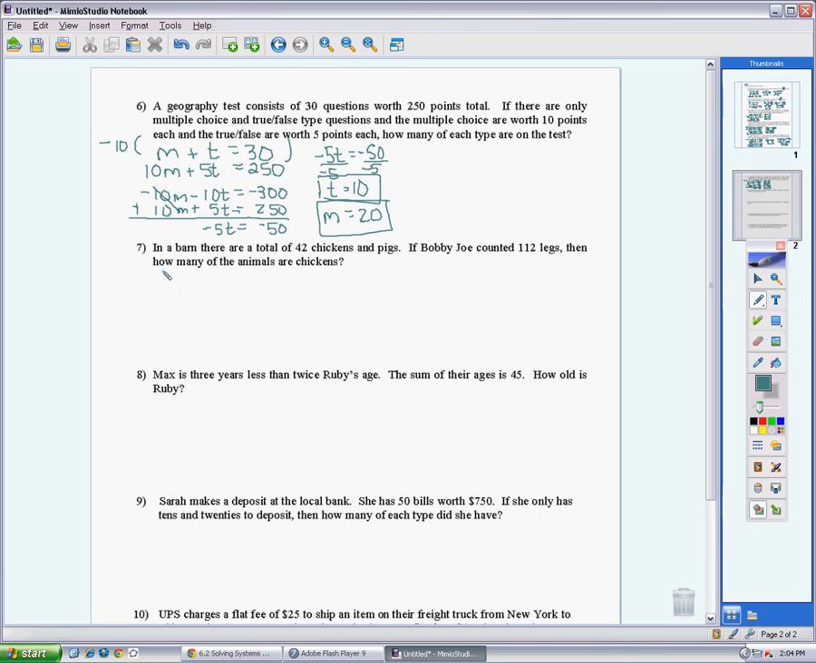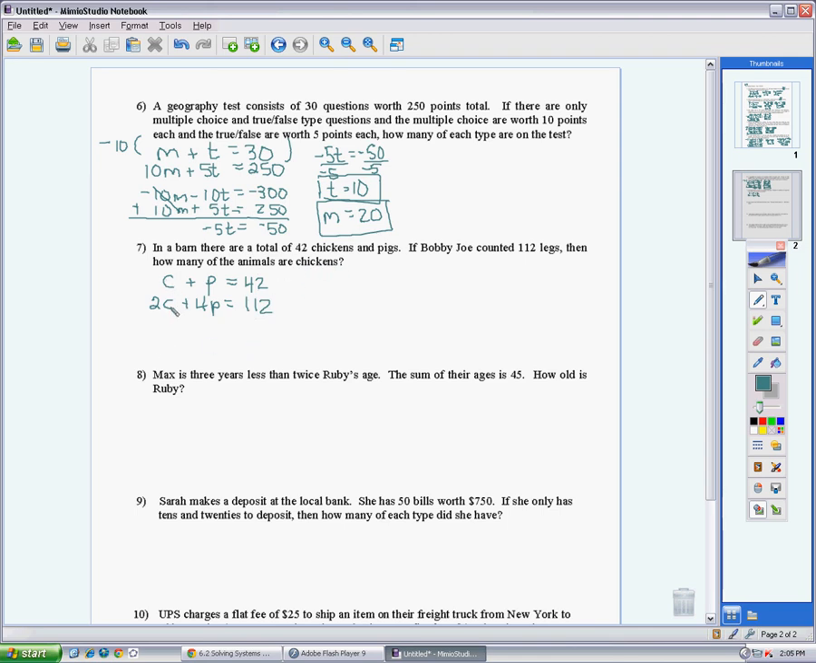Okay, in a barn, there are a total of 42 chickens and pigs. If Bobby Joe counted 112 legs, then how many of the animals are chickens? Well, you got chickens and you got pigs, and there were a total of 42 animals. Well, each chicken has 2 legs, and each pig has 4 legs, so then that means we had 112 legs. We want to find the number of chickens.